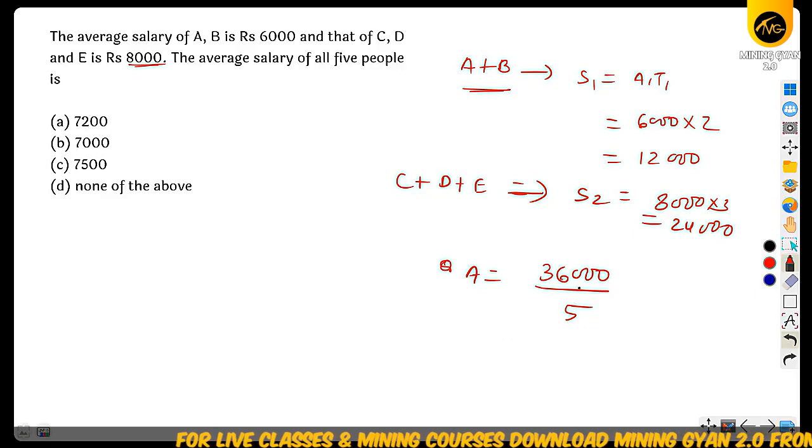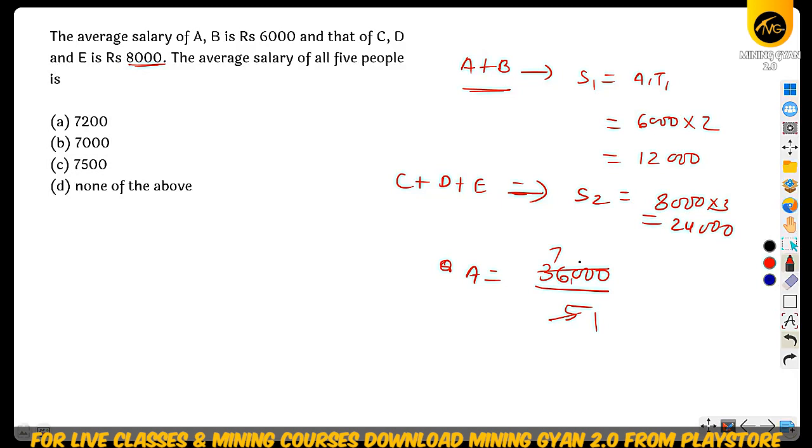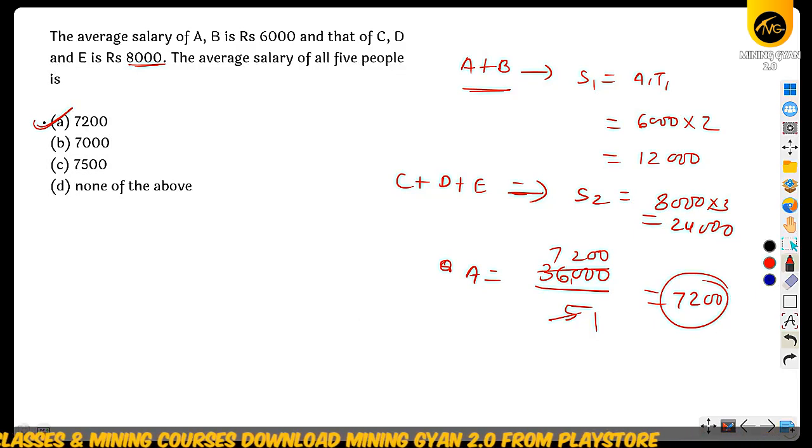So 7200. Option A is the correct answer. 7,200 is the correct answer. Okay, option A is the correct answer.